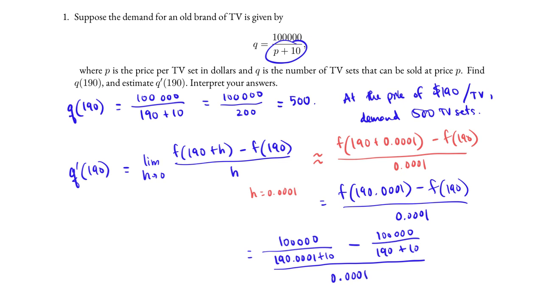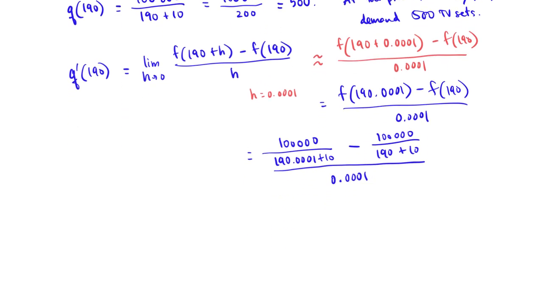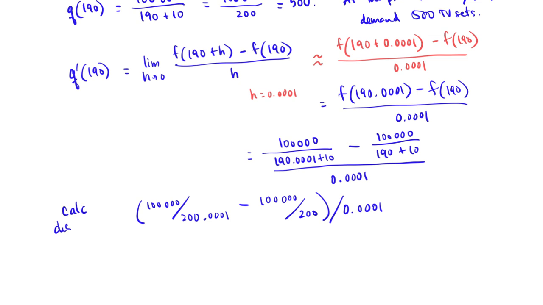Using a graphing calculator or Desmos.com, we just simply type it in: 100,000 divided by 190.0001 plus 10, which is 200.0001, minus 100,000 divided by 200, close the parentheses, and divided by 0.0001. This is how we're going to enter this in a calculator or using Desmos.com. The calculator will give us the result.